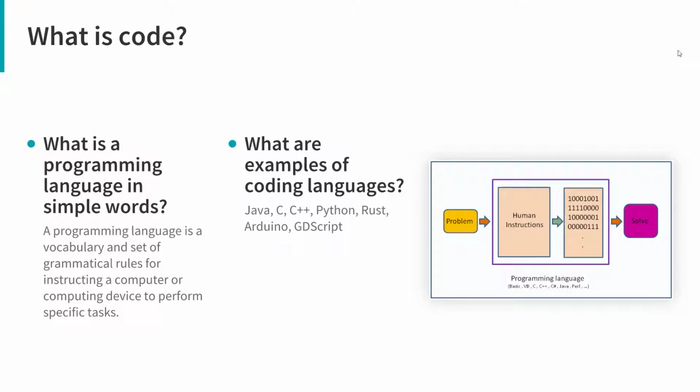Right, so what is a programming language in simple words? A programming language is a vocabulary and set of grammatical rules for a computer or computing device to perform specific tasks. That sounds really confusing, but basically I have this little picture here to explain it. You have a problem, whatever it may be, and you have human interactions. You convert this problem into some sort of human understanding. The human then sends it to the computer, and the computer solves the issue. The human instructions are what the programming language is, and the zeros and ones are what the computer is actually calculating, and you get an answer. So that's basically what code does, right?